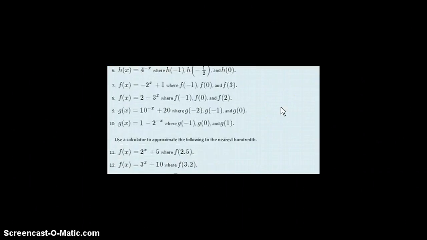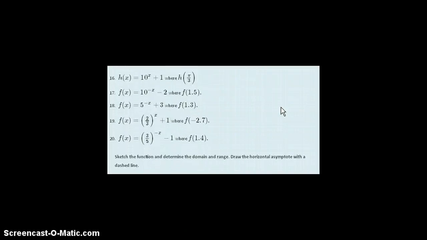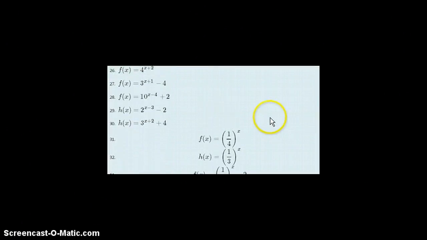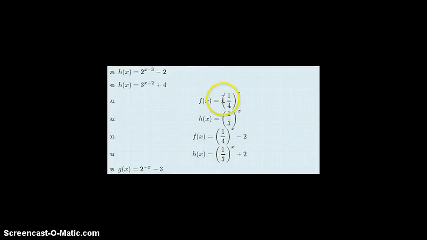And here they're asking you to sketch the graph, and I'll give you some pointers on how to do that. That will help you. Notice these are going to be decreasing functions, and here's some more manipulation of the function. So watch how I do that.